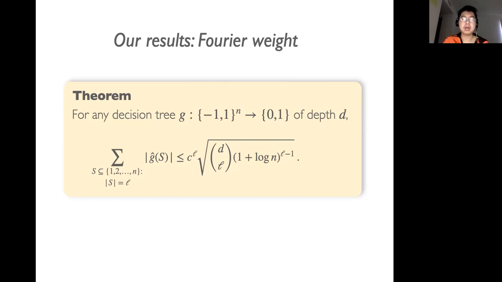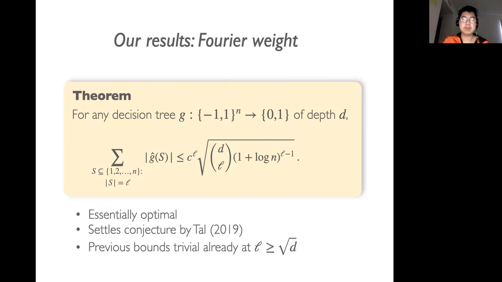This bound is essentially optimal. There are examples showing that the dependence on D choose L and on log n are tight. So this settles the conjecture by Tal. The previous bounds become trivial for a spectrum beyond the level of square root of D. And this is the main obstacle why the previous work didn't get the optimal separation.